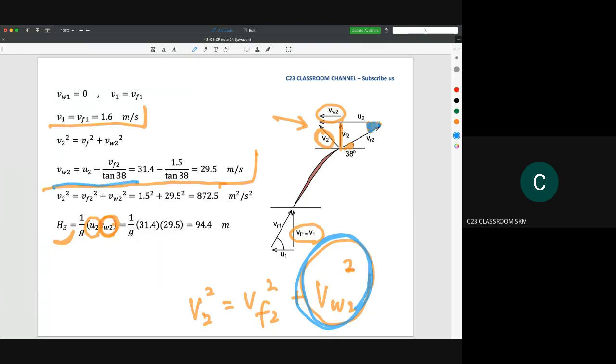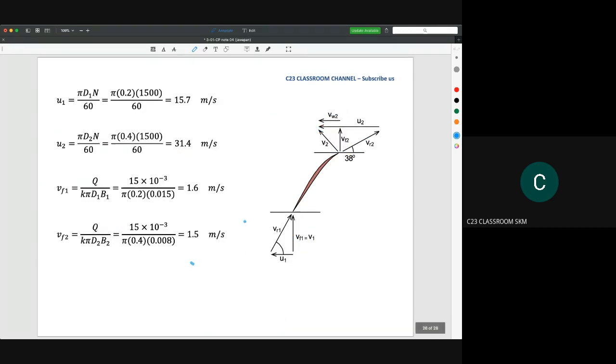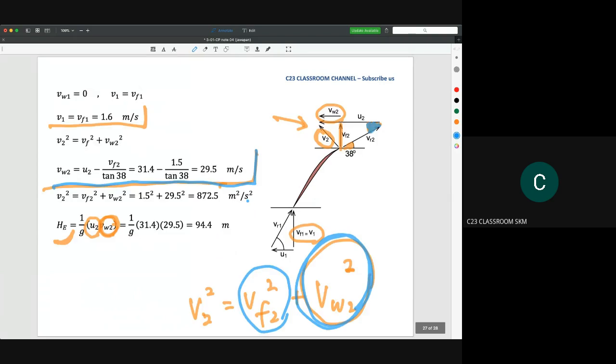As I mentioned here, the VF2 was already calculated previously, so we just use the value and then we could get the value of V2. This is the value of V2 square, which is 872.5. The value is a little bit high, but it is okay. Then we have the V1 here, 1.6, and we will square it later on. Then we need to calculate the value of HE. According to this equation, you will get 94.4 meters.